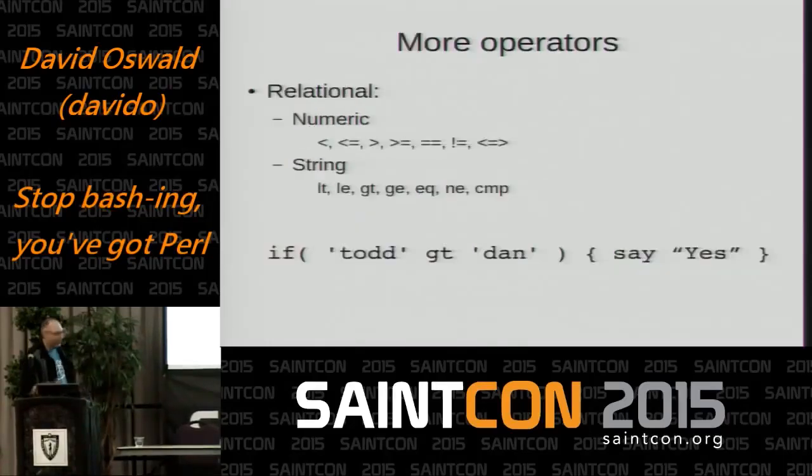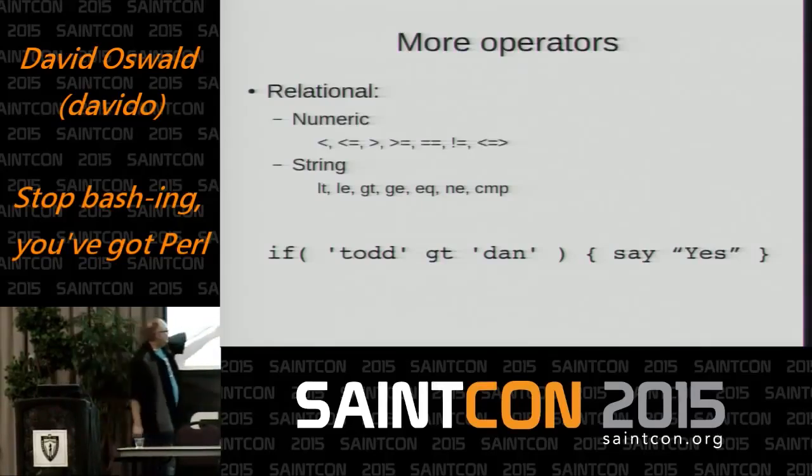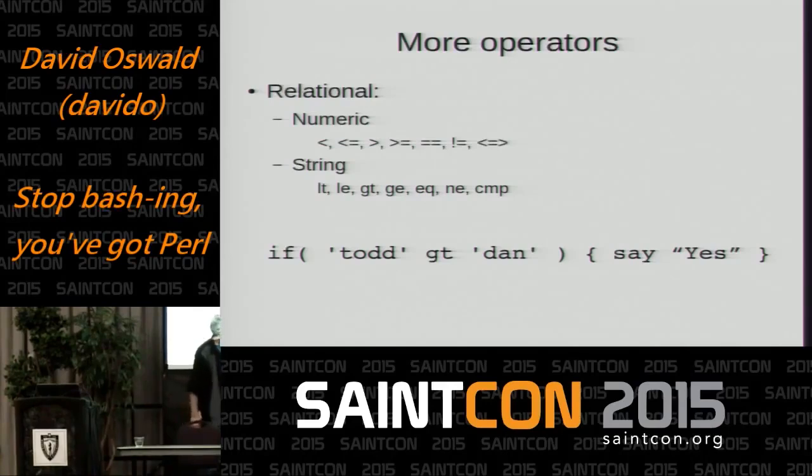And then we have relational operators, the numeric ones and the string ones. That one up there they call the spaceship operator, and that is less than, equal, or greater. That operator returns -1 if the operand on the left is less than the operand on the right. It returns 0 if the two operands are equal, and it returns 1 if the operand on the left is the greater one. And the string equivalent is cmp. So if Todd is string-wise greater than Dan, then say yes. And it is actually greater because T comes after D.